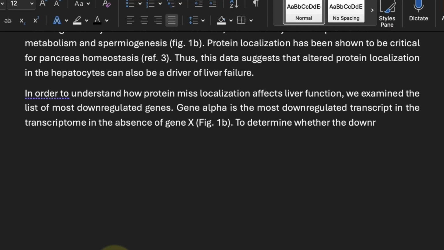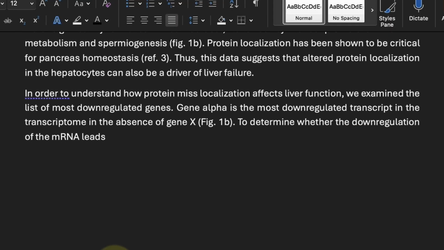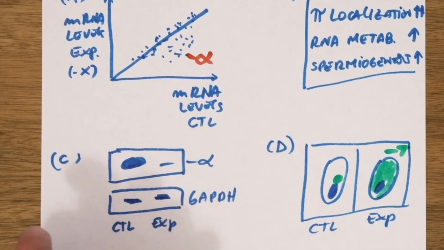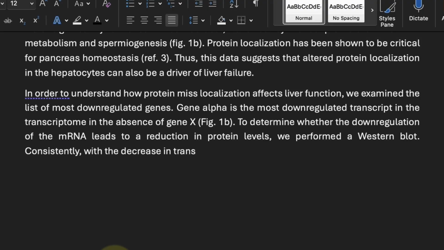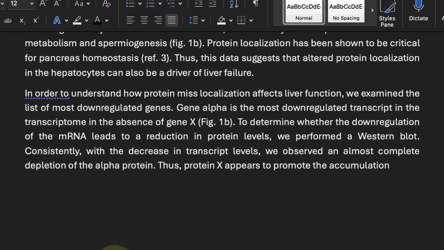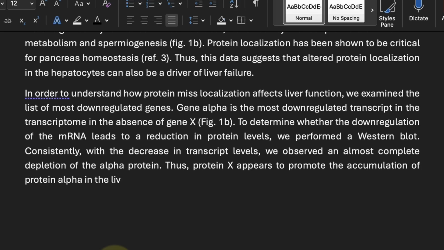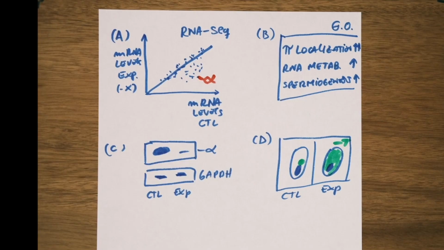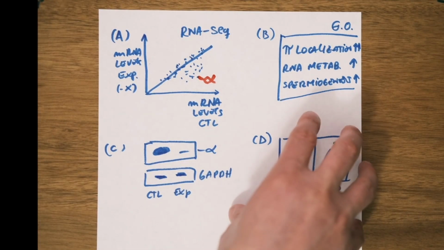And then to determine whether the downregulation of the mRNA leads to a reduction in protein levels, we perform this Western blot that we are showing here, and then we explain the results. Consistent with the decrease in transcript level, we observe an almost complete depletion of the alpha protein. And the conclusion is that, thus, protein X appears to promote the accumulation of protein alpha in the liver by stabilizing its mRNA. Okay, and with that we move to the last panel here, the IF.